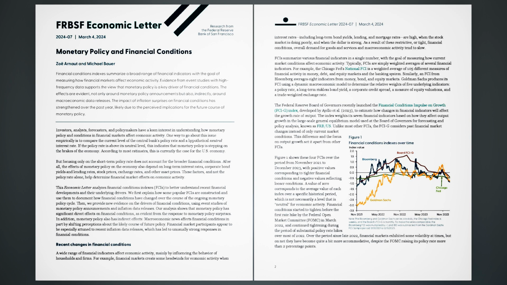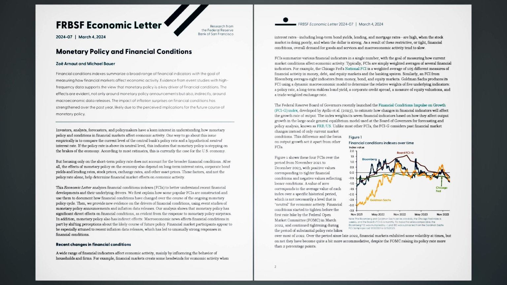A wide range of financial indicators affect economic activity, mainly by influencing the behavior of households and firms. For example, financial markets create some headwinds for economic activity when interest rates, including long-term bond yields, lending, and mortgage rates, are high, when the stock market is doing poorly, and when the dollar is strong. As a result of these restrictive, or tight, financial conditions, overall demand for goods and services and macroeconomic activity tend to slow. FCIs summarize various financial indicators in a single number, with the goal of measuring how current market conditions affect economic activity. Typically, FCIs are simply weighted averages of several financial indicators.